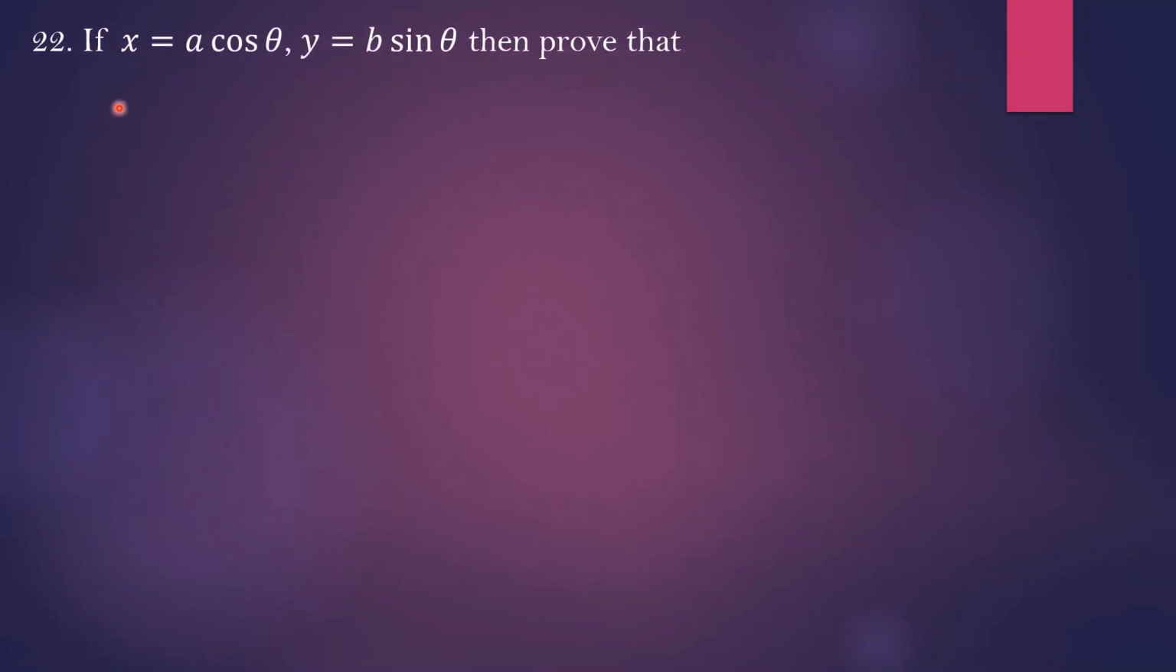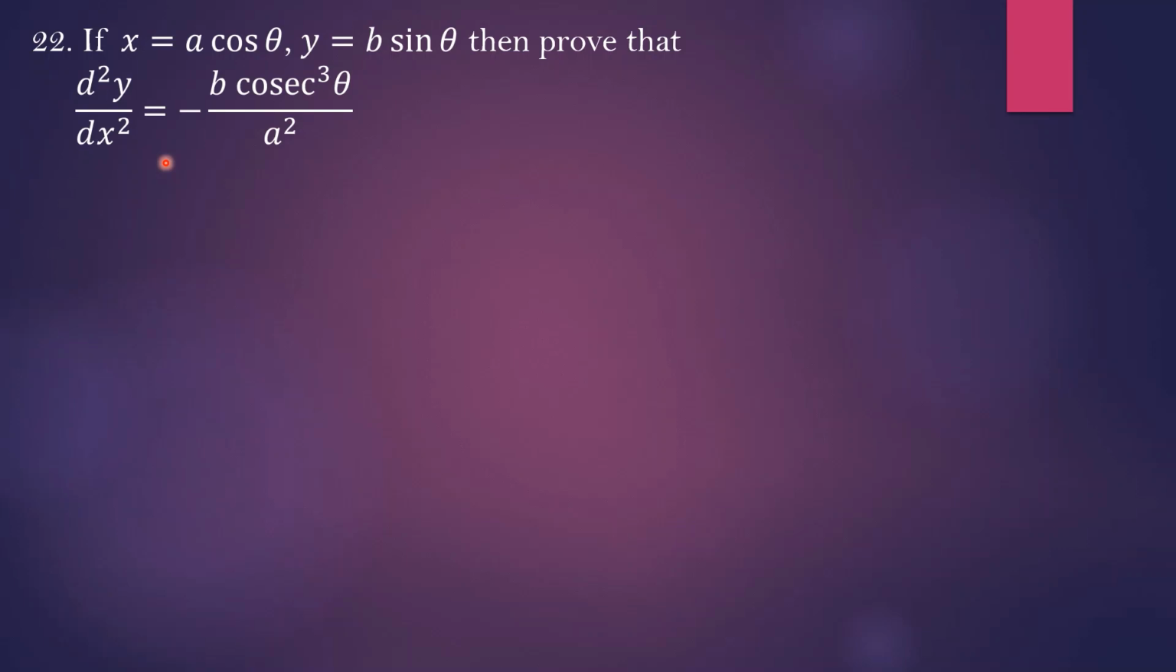Okay, so we take another question of the chapter. If x is equal to a cos theta and y is equal to b sin theta, then prove that d2y dx2 is equal to minus b cosec cube theta divided by a square. The interesting thing here is that the given function is a parametric function, and theta is the parameter.